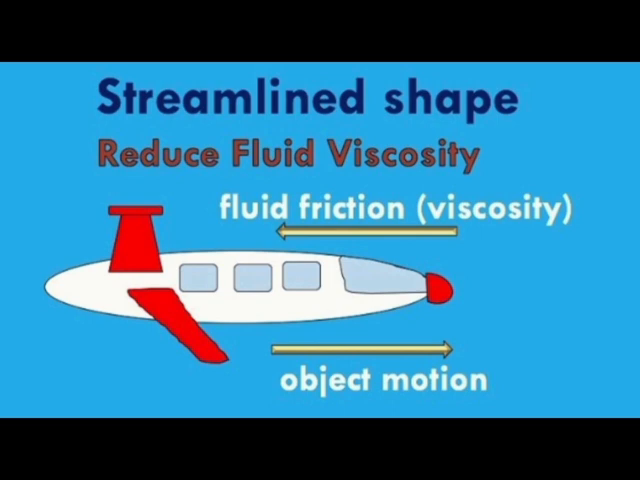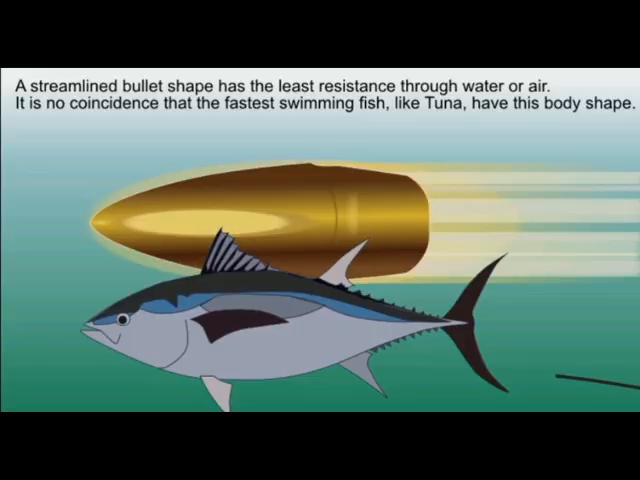Water and air are collectively known as fluids in physics. A streamlined bullet shape has the least resistance to water or air. It is no coincidence that the fastest swimming fish like tuna have this body shape. These are examples of streamlining.